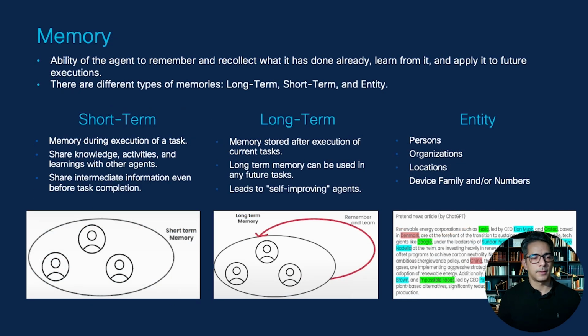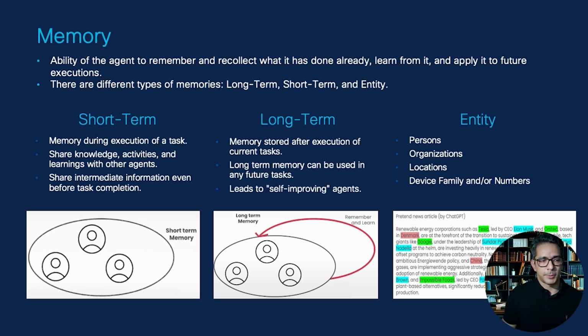Moving on to memory. Memory is the ability of the agent to remember and recollect what it has done already, ideally learn from it and apply it to future executions. There are different types of memories: long-term, short-term, and entity. Short-term memory is the one that is retained during the execution of the task. This can be used to share knowledge, activities, and learning with other agents.